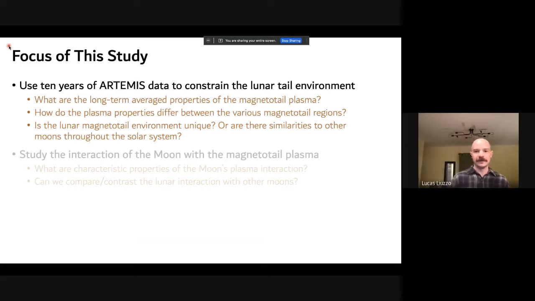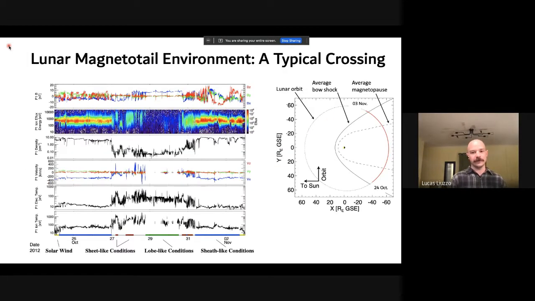So the first thing that we'll look at is this more general picture of the moon's environment to try and understand the long-term properties of what the moon is exposed to during approximately a quarter of each orbit. What I'm showing here on the left is data from an Artemis encounter of the moon over approximately a 10-day period that the moon spent within the Magnetotail. This is all data from one of the probes, and on the right you can see where the moon was located with respect to Earth and with respect to some of the average locations of where we expect the bow shock and the magnetopause to be located.